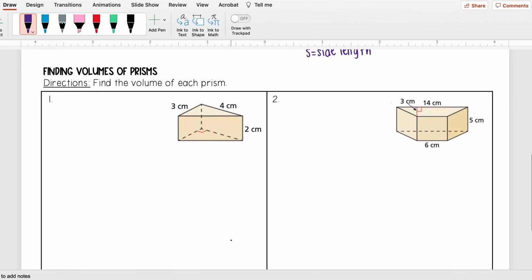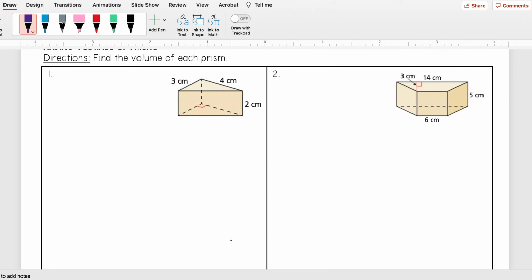So let's look at a couple of examples. I want to find the volume of each prism. So I know that volume is base times height, or the area of the base times height. So I need to first find the area of the base. I recognize that my base is this right triangle right here. To find the area of a triangle, it's 1/2 base times height. So I have 1/2, my base is 3, times my height 4. So 3 times 4, I get 12, 12 times 1/2, I get 6.